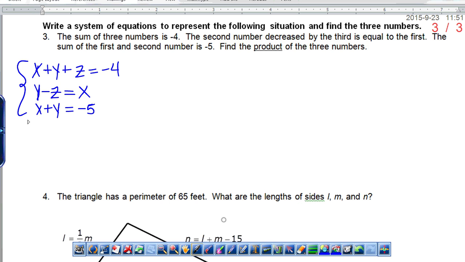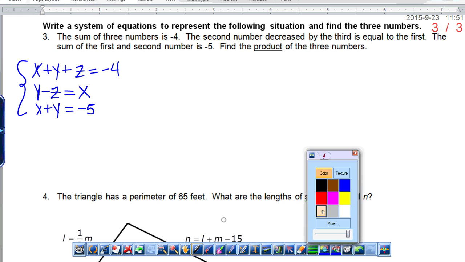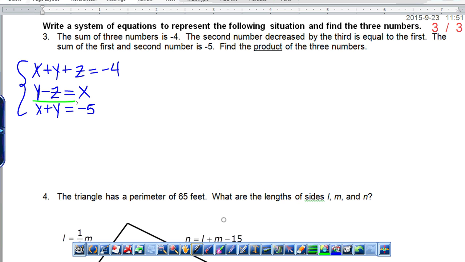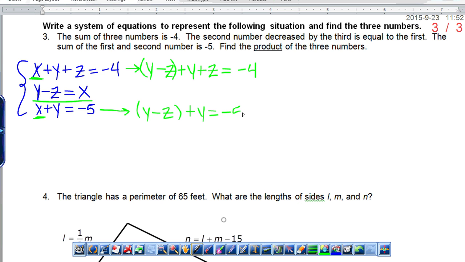Okay, so what we're going to do is, if you'll notice, this equation right here already has x isolated. So in both of our other equations, we are going to plug in for x. So let's see what that's going to look like. I'm going to replace x with y minus z. So y minus z plus y plus z is equal to negative 4. So this was us plugging in x. And down here, y minus z plus y is equal to negative 5.